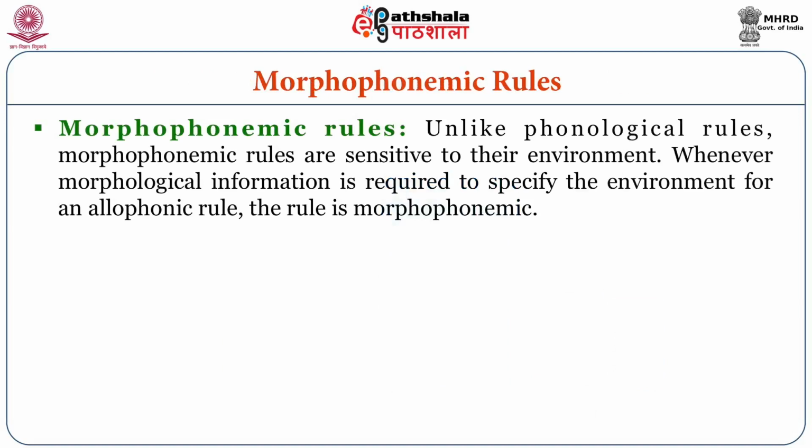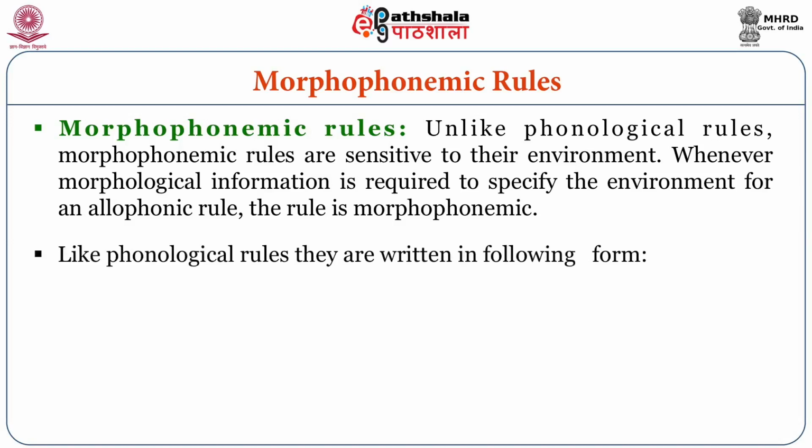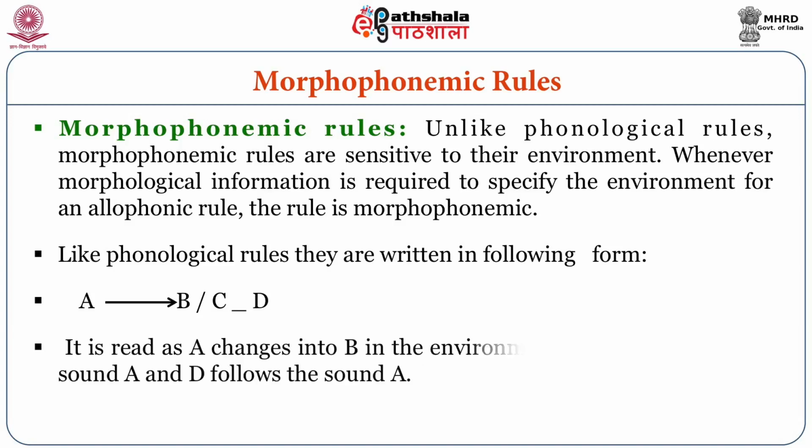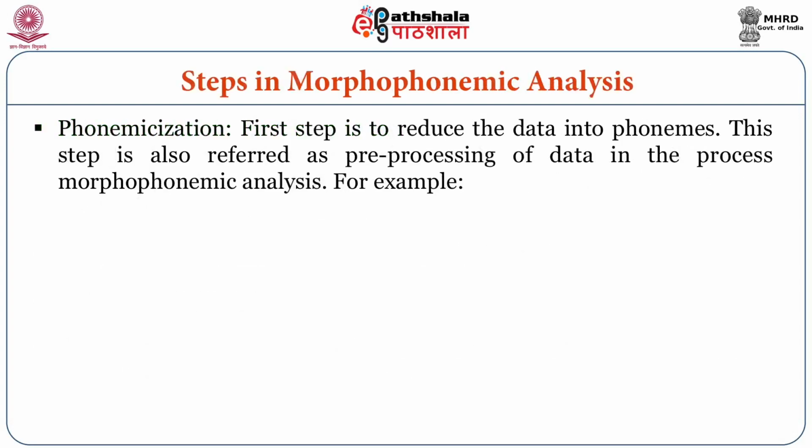Now morphophonemic rules: unlike phonological rules, morphophonemic rules are sensitive to their environment. Whenever morphological information is required to specify the environment for an allophonic rule, the rule is morphophonemic. Like phonological rules, they are written in the following form. You can see on the screen A going to B in the environment C blank D. It is read as A changes into B when C precedes the sound A and D follows the sound A. Then there are various steps in morphophonemic analysis. What are they?